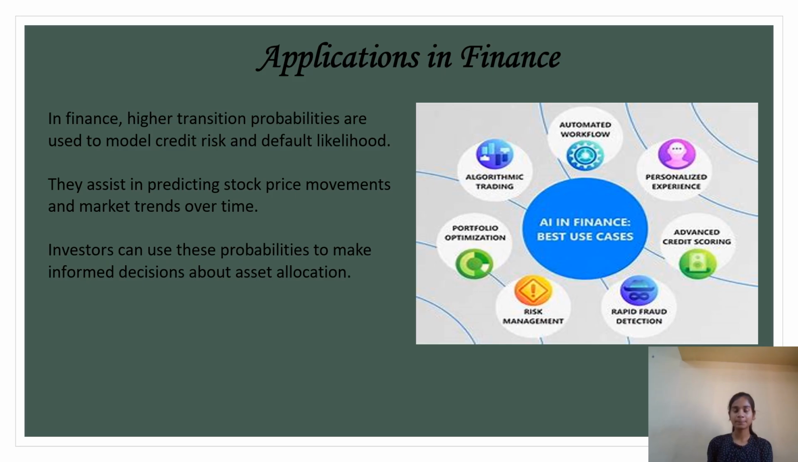Applications in finance. In finance, higher transition probabilities are used to model credit risk and default likelihood. They assist in predicting stock price movements and market trends over time. Investors can use these probabilities to make informed decisions about asset allocation. In AI, the best use cases in finance are automated workflow, personalized experience, advanced credit scoring, rapid fraud detection, risk management, process automation, and algorithmic trading.